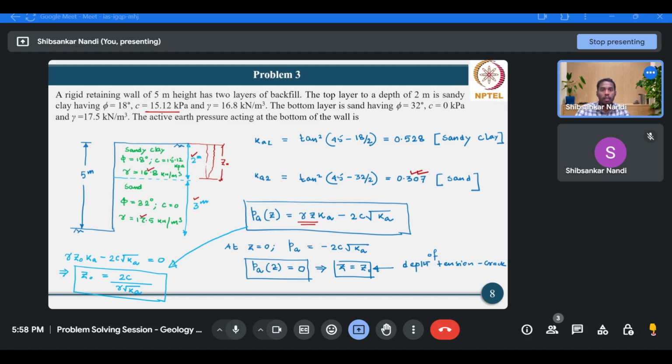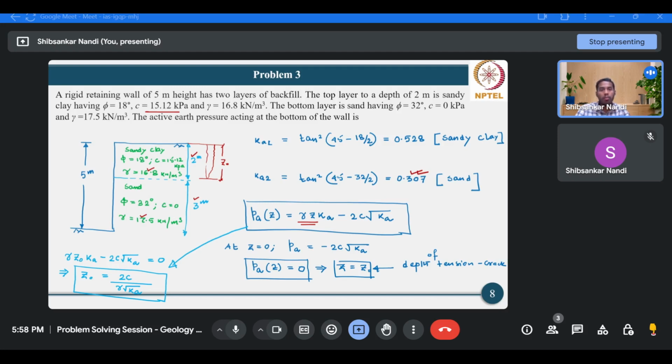So in that case, it will be easy for us to easily understand whether there is a chance of generation of tension crack or not, and if there is a chance, then how to calculate the extent of the tension condition or the depth of tension crack. So this calculation will assist us in future if we encounter this type of cohesive frictional backfill.